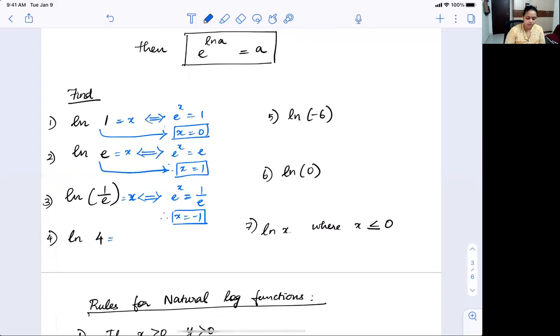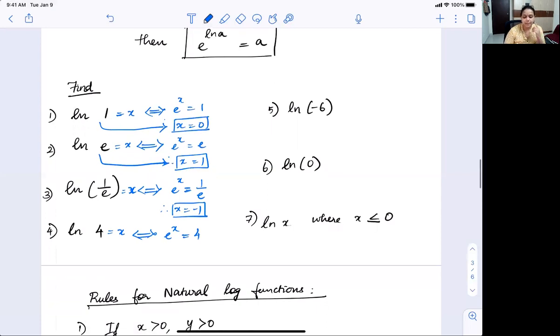Ln 4 is equal to x can be rewritten as e power x equal to 4. Just take out your scientific calculator, and you know that e is 2.7. So e squared is going to be bigger than 4. So your x is going to be a number which is less than 2. So just plug in a few values and you should be able to find it.